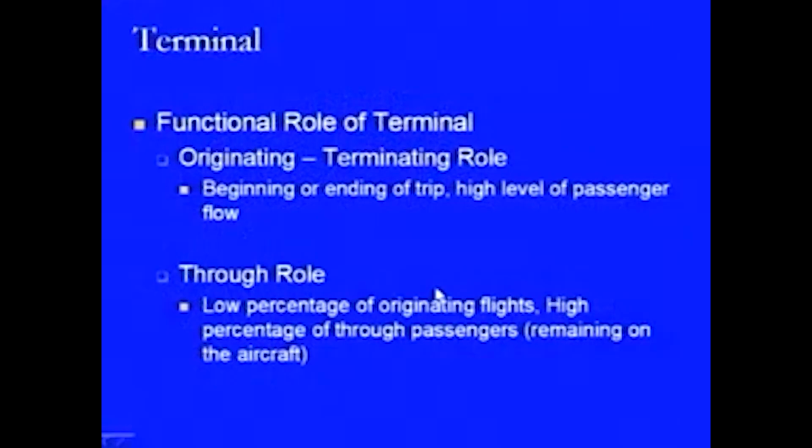Another one is the through role, where the aircraft is moving to another destination, but on the way it is going to stop at one of the airports which comes on the way. So, here there may be a low percentage of originating flights and a high percentage of through passengers, meaning those passengers who will remain within the flight, and there will be very few persons who will be coming out of the flight or boarding that flight. So, that is the difference between the originating and terminating role and the through role.